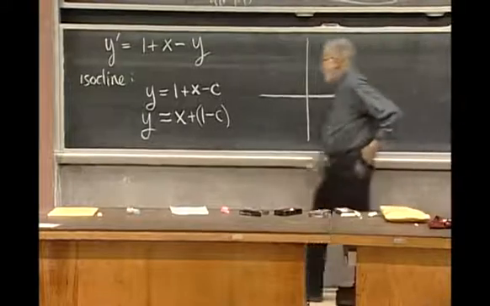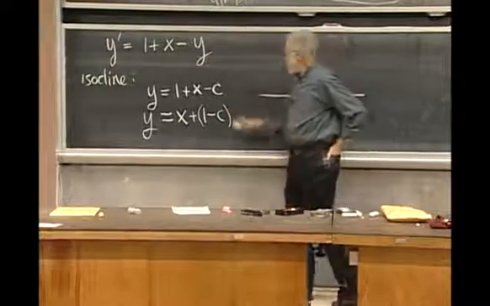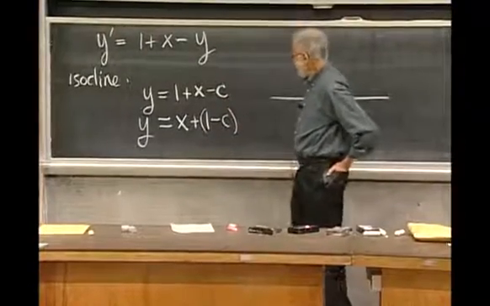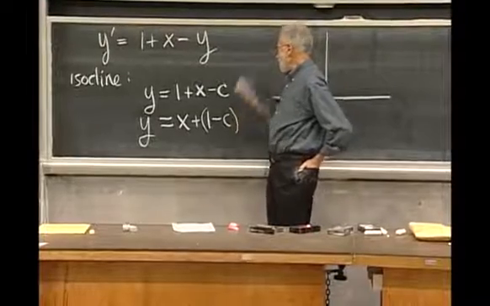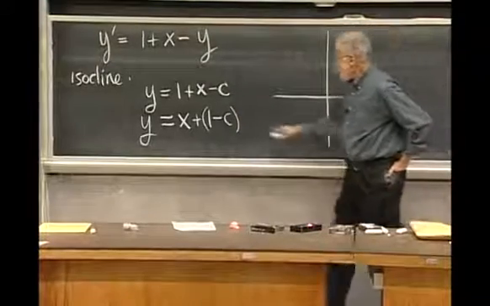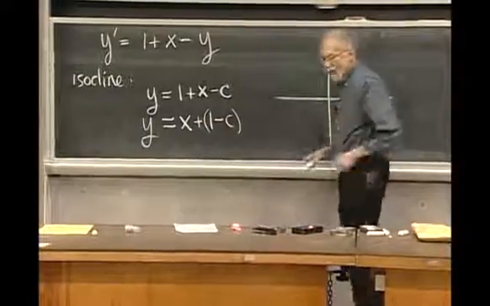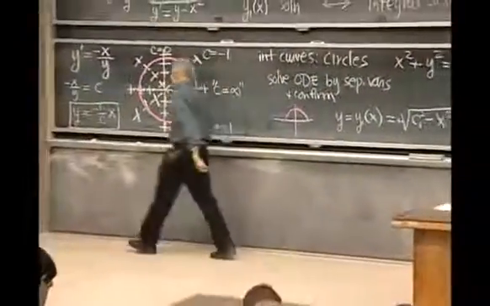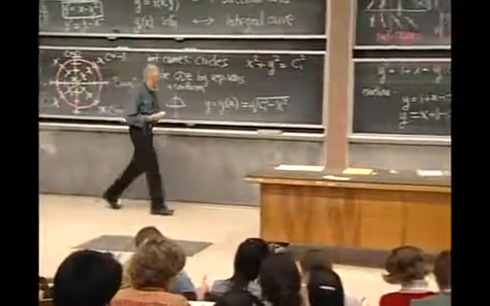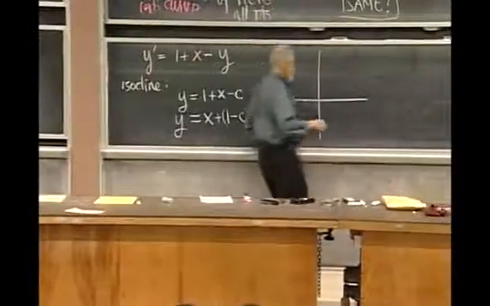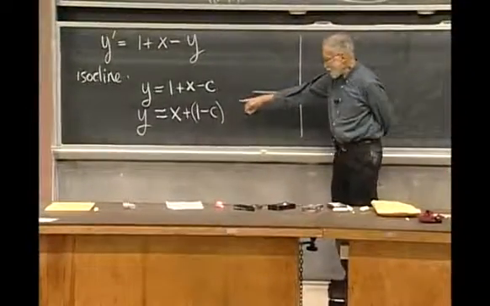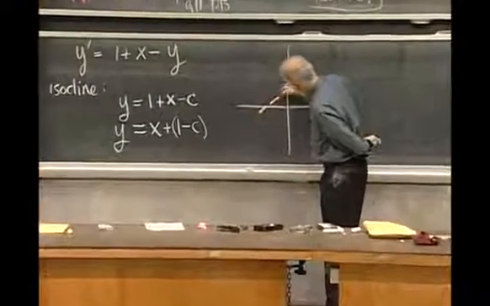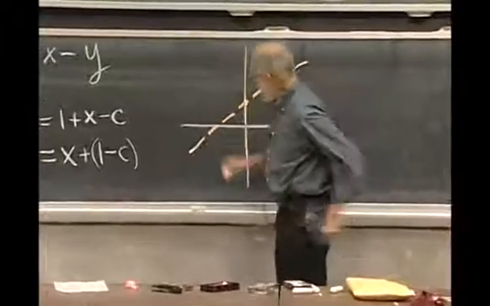All right. Let's see. What should we plot first? I like c equals 1. No, don't do c equals 1. Let's do c equals 0 first. C equals 0. That's the line y equals x plus 1. Okay, let me run and get that chalk. So all isoclines are in orange. So when c equals 0, y equals x plus 1, so let's say it's this curve. C equals 0.